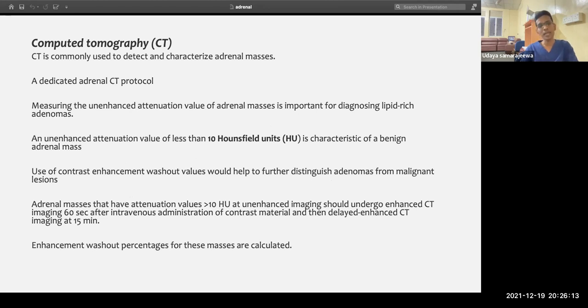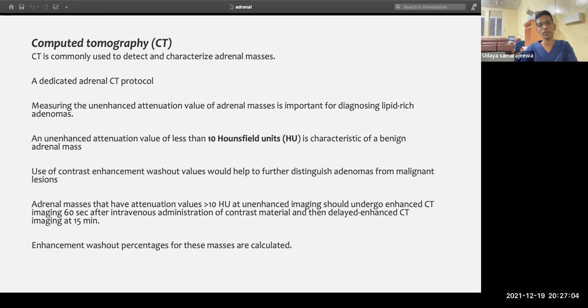I thought of talking to you about the adrenal protocol in CT, because now this is a very standard protocol that we use. People who are doing adrenal surgery will know about this, but especially for the juniors who have joined today, it's important to know what this adrenal protocol is and how we decide on the malignant appearance according to the CT. So a dedicated adrenal protocol of CT is really important, and CT is a very important investigation when it comes to investigating adrenal lesions. Now, measuring the unenhanced attenuation value of adrenal masses is important for diagnosing lipid-rich adenomas.